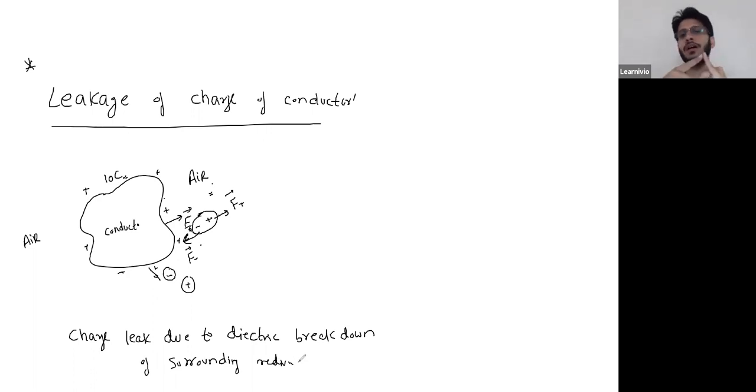I'm repeating it again. You take a conductor, you provide some charge to the conductor. This charge will generate some electric field. That electric field will exert force on the surrounding medium. If you keep on increasing the charge, the strength of the electric field will increase, and at a value of electric field which is known as dielectric strength, your surrounding medium breaks down. Once your surrounding medium breaks down, it becomes conducting. And if it becomes conducting, then it will start taking charge from the surface of the conductor. This is the leakage of charge, basically. Unlike water in a container, which gets filled and overflows, it's due to dielectric breakdown of the surrounding.